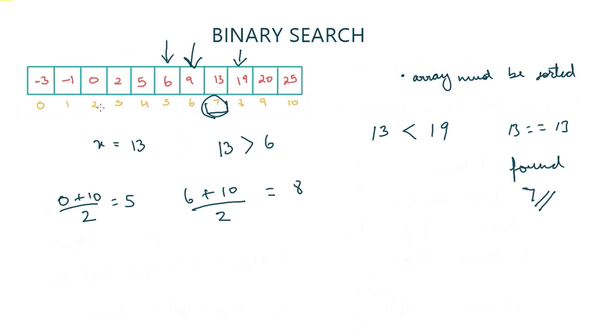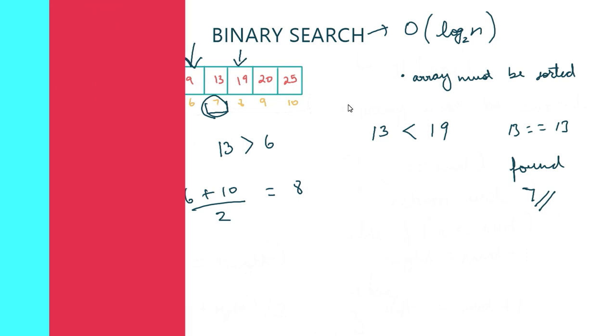Unlike linear search, whose time complexity is O(n), binary search has a time complexity of O(log n) base 2. This is because in every iteration we are reducing the search space into half. So now that we have understood how binary search works, let's see how the code looks for it.